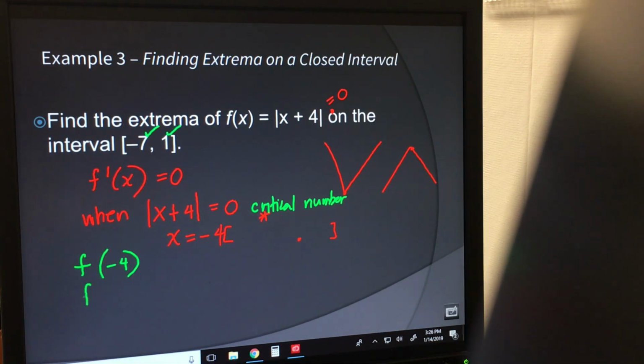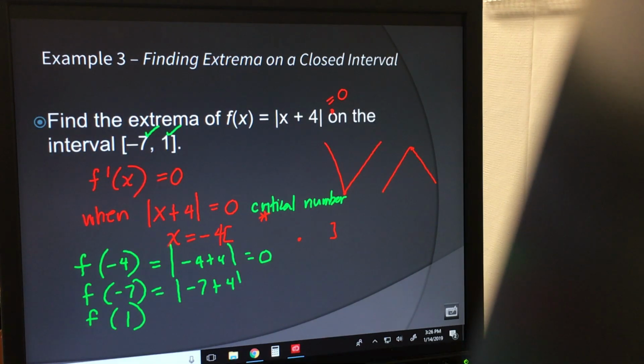-7 and 1, or +1. So f of -4 is 0, f of -7 is 3, and f of 1 is 5, which gives us the absolute minimum is going to be 0, and the maximum would be 5.